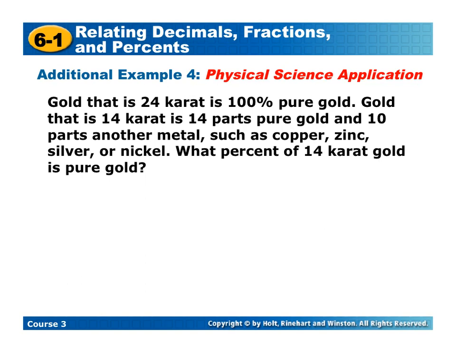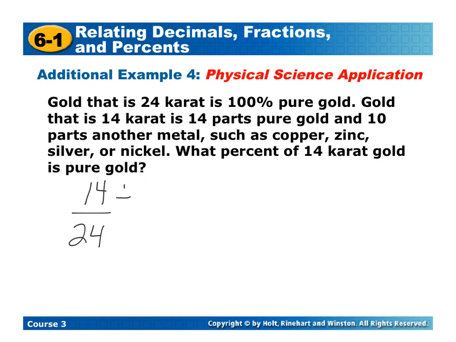Gold that is 14 karat is 14 parts pure gold and then 10 parts another metal because it would be 14 out of 24, such as copper, zinc, nickel, or silver. So we want to know what percent of 14 karat gold is pure gold. So our part is going to be 14 out of 24, which gives us our pure gold.